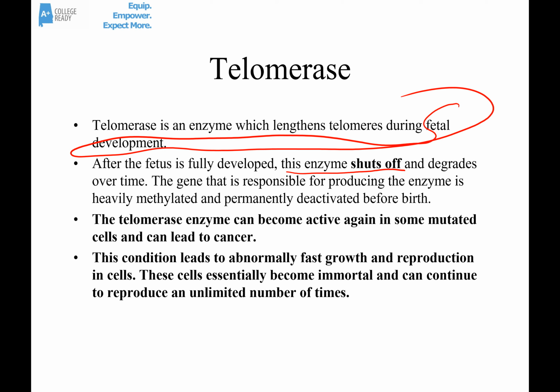The only time that enzyme might become active again during an individual's life is if they get cancer. Some cancer cells have active telomerase. And what this essentially means is that those cancer cells can continue to divide very quickly and essentially forever. And they become immortal because their cells don't age.